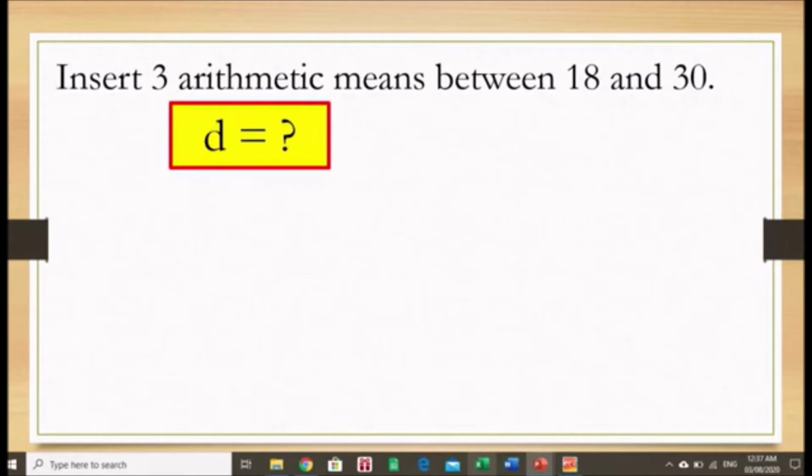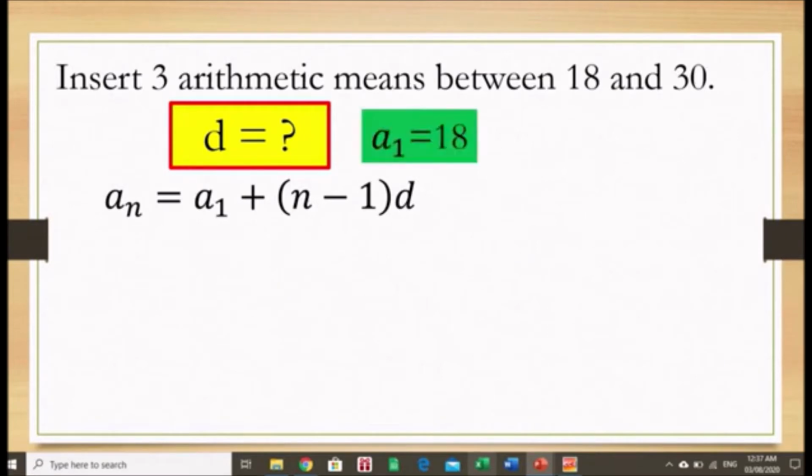So, the common difference here is unknown. We are going to solve for d, or the common difference, by applying the formula for arithmetic sequence: a sub n is equal to a sub 1 plus quantity n minus 1 times d. Now, we have these given values for this equation. We will set 18 as our first term. So therefore, a sub 1 is equal to 18.